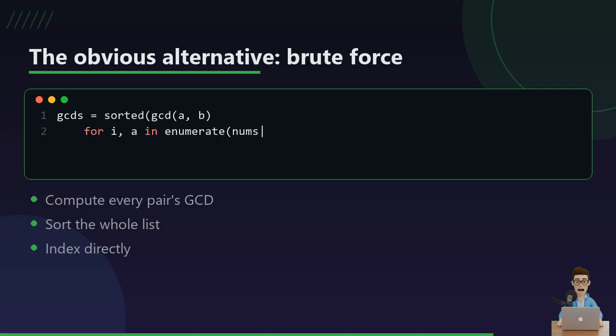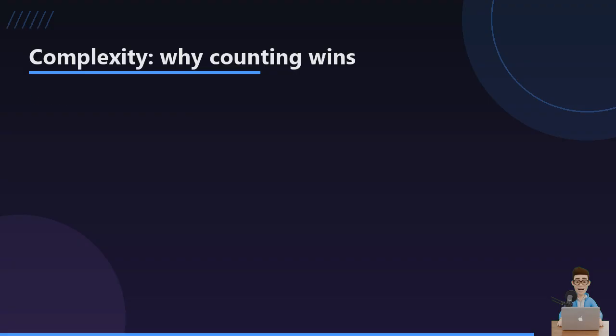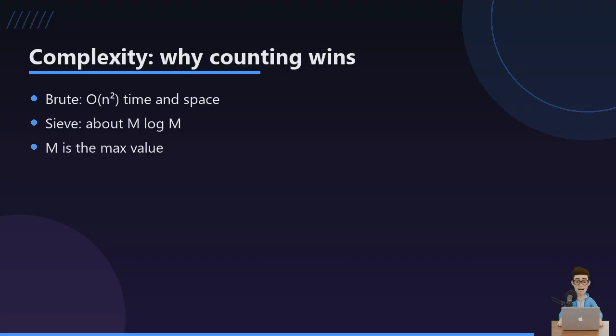Honestly, in an interview, say this first: compute all pair GCDs, sort, index. Dead simple, and obviously correct. The plus is clarity. The killer negative is that 5 billion pairs blow up both time and memory, so it only survives on tiny inputs. Brute force is big O of n squared in time and space. Fine for tiny arrays, hopeless here.